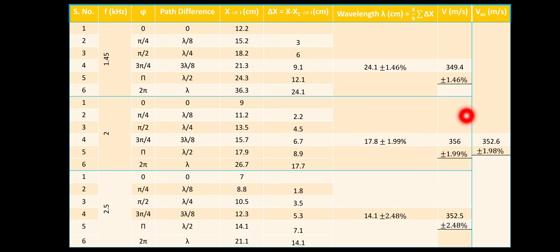By taking average, we will get this average value of velocity of sound in air, which is 352.6 meter per second with the accuracy of 1.98%. This is the velocity of sound in air when the temperature is 20 degree centigrade and the pressure is 1 atm.